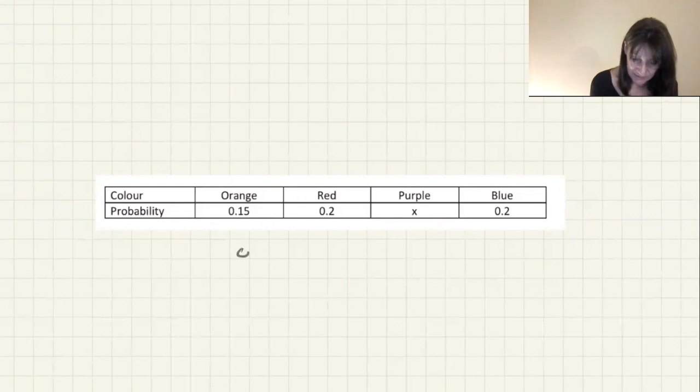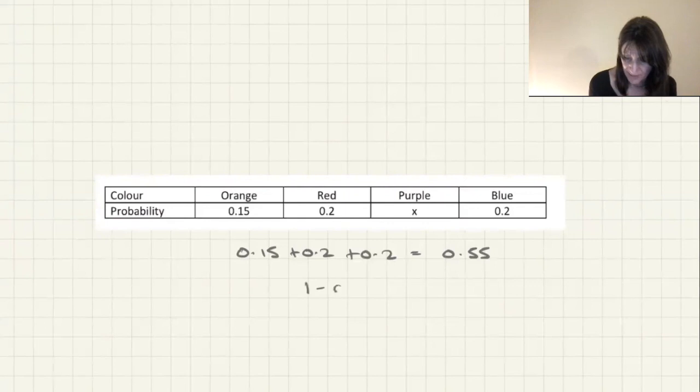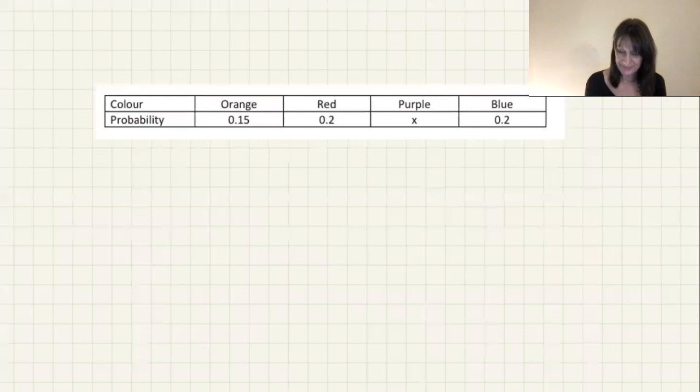Okay, so we've got 0.15 plus 0.2 plus 0.2. That's adding up to 0.55. 1, take away the 0.55, and I've got 0.45. So 0.45 is the missing value. Nice and easy, really, isn't it?